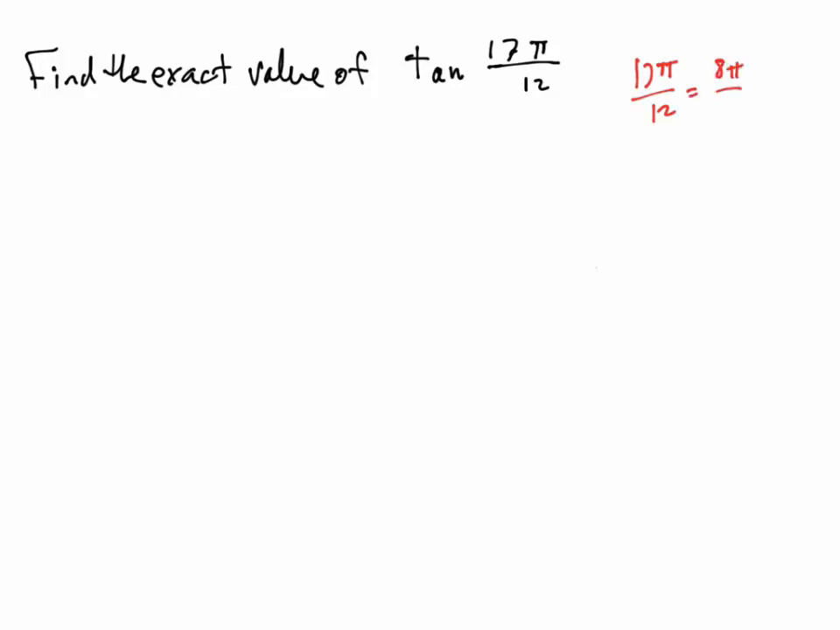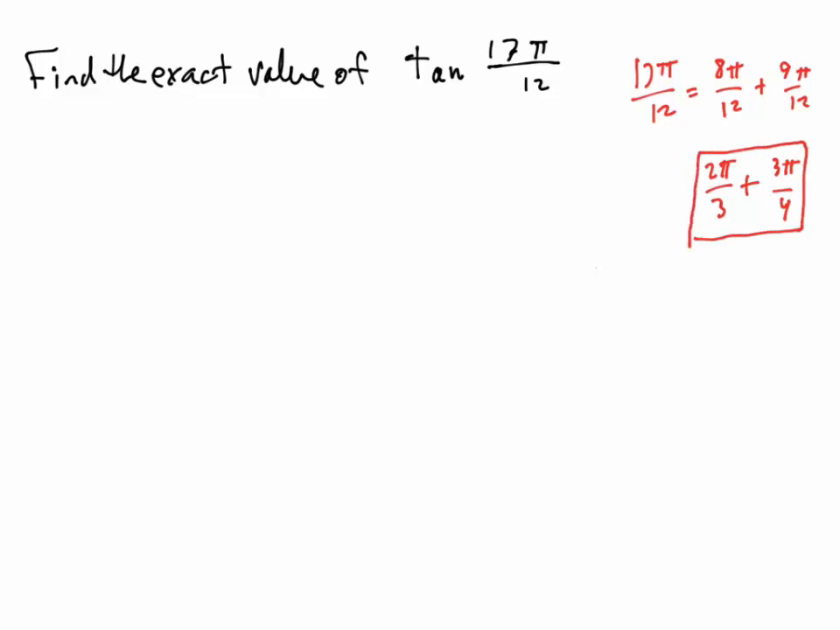Well, if we use 8 pi over 12 plus 9 pi over 12, 8 pi over 12, divide the top and bottom by 4, we get 2 pi over 3, plus 9 pi over 12, divide the top and bottom by 3, we get 3 pi over 4. So both of these angles are on the unit circle.